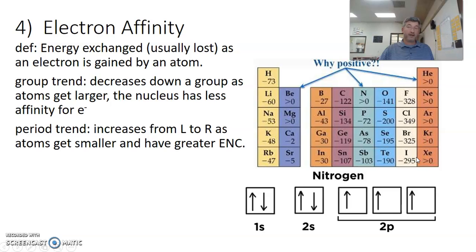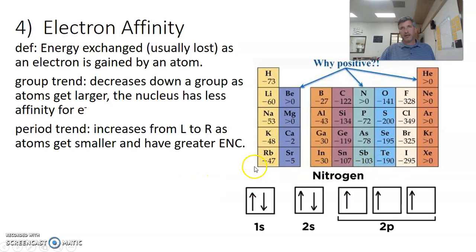Now, electron affinity has a lot of exceptions, and we'll talk about a few of those in just a second. But the general trend is it decreases as we go down a group because the nucleus being further away from the electron that's being gained means that it has less affinity or less attraction for that electron. So less energy is going to be released as it gains an electron. Now, the period trend is the same as ionization energy. It increases as we go left to right, and this is because as atoms get smaller, they're going to pull in those electrons with more force.